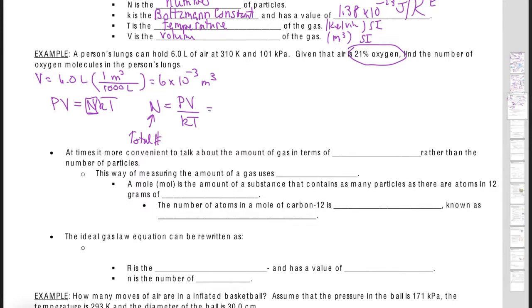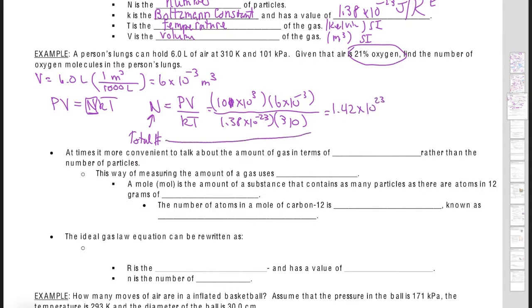Okay, and so we're going to say PV, so 101 times 10 to the 3 pascals times our volume, 6 times 10 to the negative 3, divided by K, 1.38 times 10 to the negative 23, times our temperature, which is 310. Okay, and so that gives us a total number of particles of 1.42 times 10 to the 23. But again, that's total particles in the lungs, right?